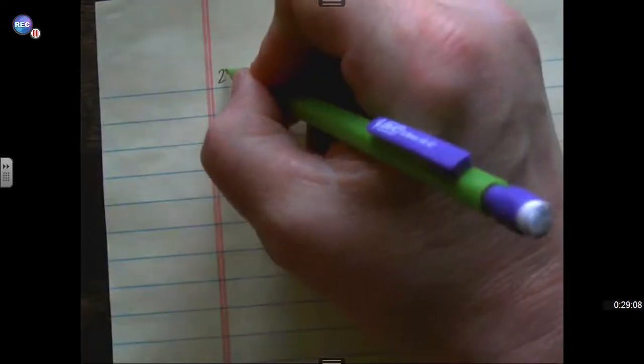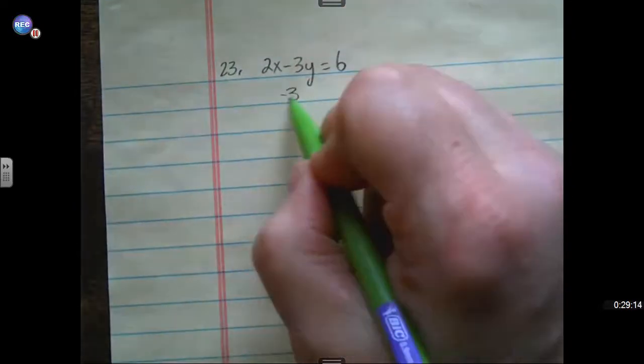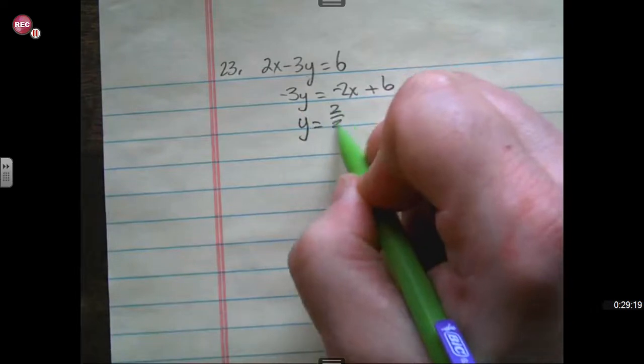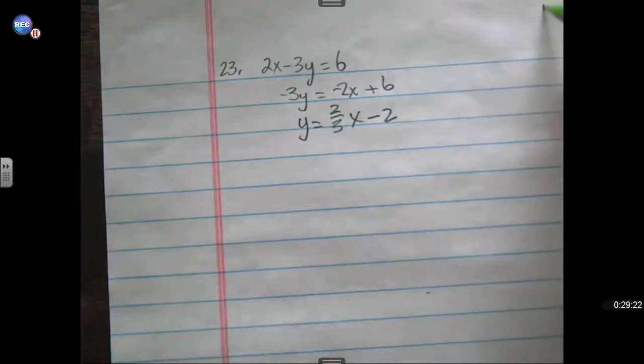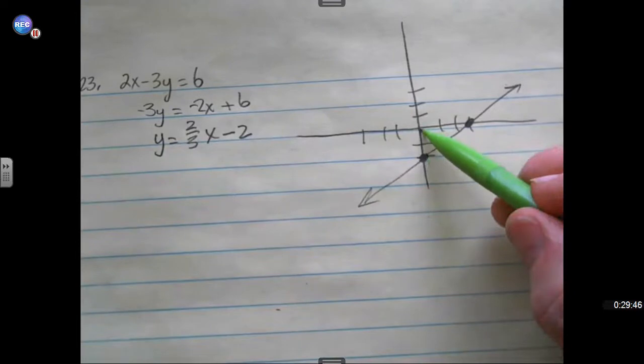Number 23, we're not in slope-intercept form, so negative 3y equals negative 2x plus 6. Y equals 2/3 x minus 2. So again, negative 2 is our intercept, and then our slope is positive 2/3, and there's your line. Well, you can't see that. No, you can't. Y-intercept, rise 2, run 3, positive slope.